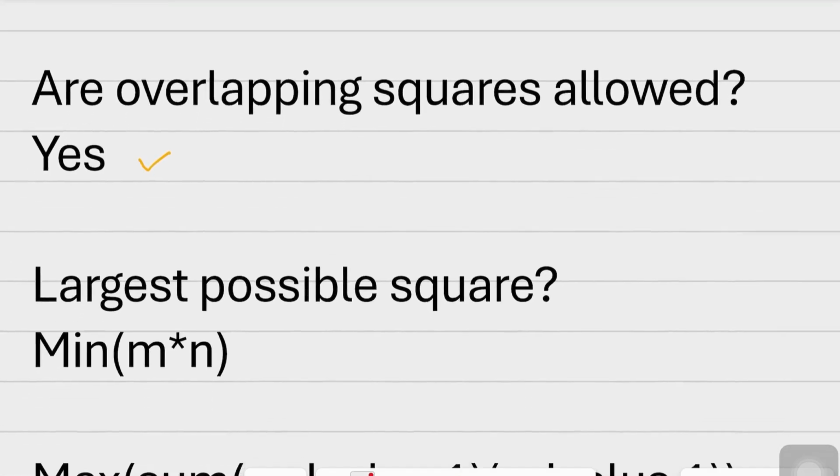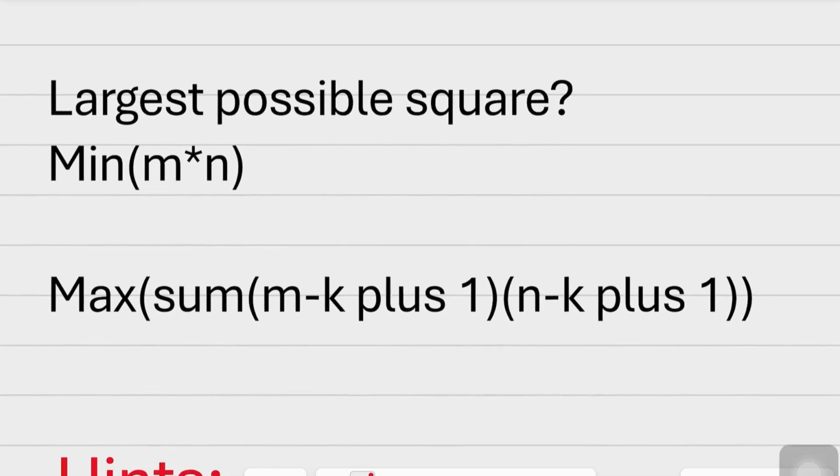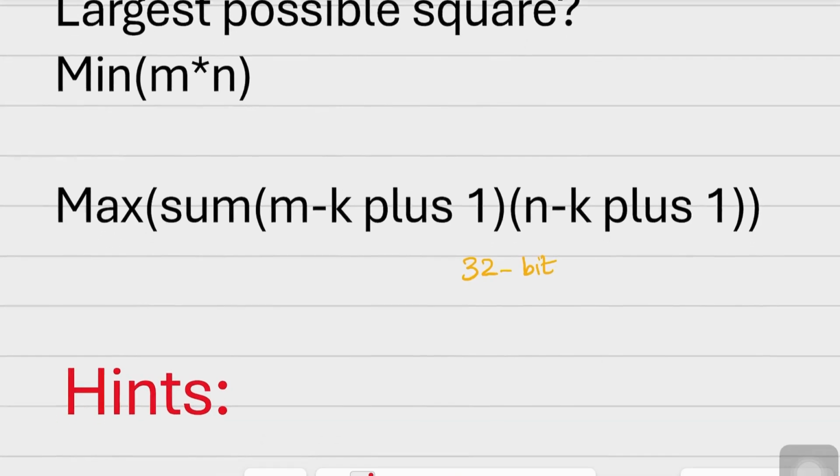What's the largest possible square? At most min(m, n). Is the sum possibly large? The count is the sum over k of (m minus k plus 1) times (n minus k plus 1), but it fits in a 32-bit int for 300 times 300 since values are small. Typical solutions use 32-bit. Some hints to consider.